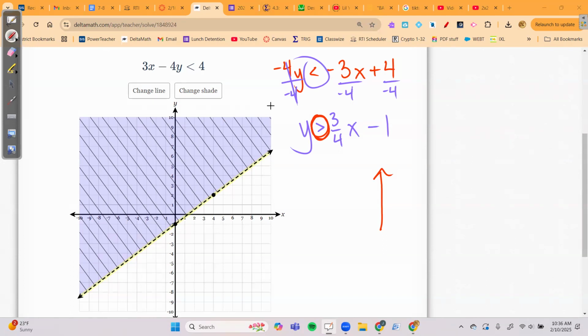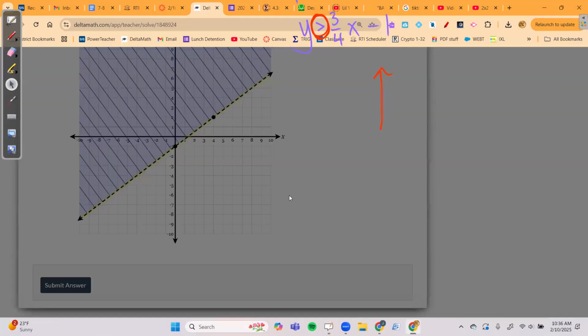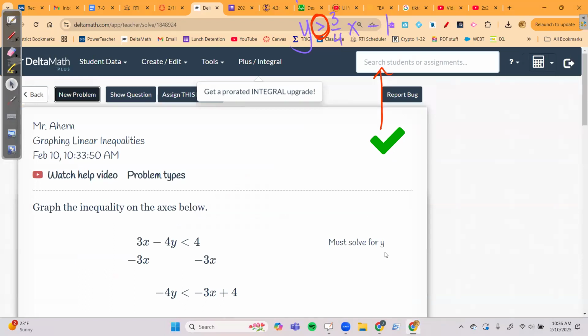We could have forgotten to change it when we divided by a negative, or we could get something messed up on the wrong side or something. But if you feel solidly good in your ability to get y by itself 100% of the time, then you can base your shading on the greater than or less than that you get at the very end. So I'm just going to gamble here. Okay, I trust us. We remember to change the sign. We're good. It says is greater than, means above. So I am going to submit it. I'm going to send it. And look, we did it.